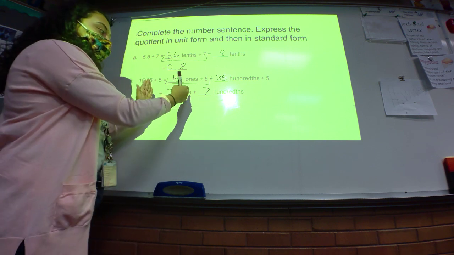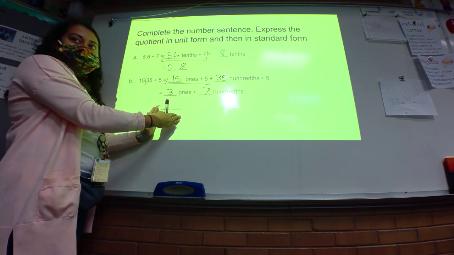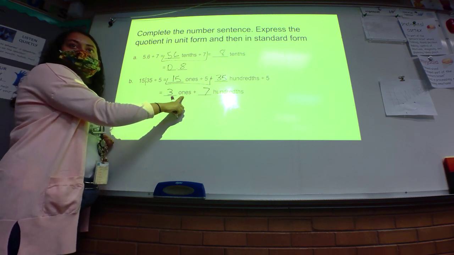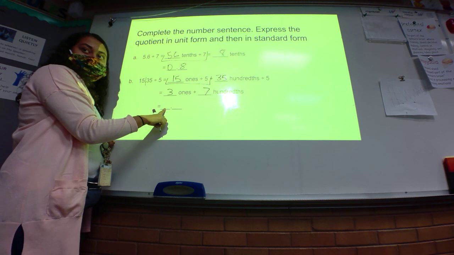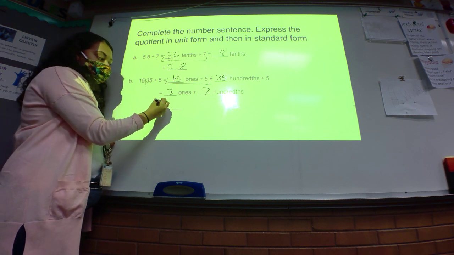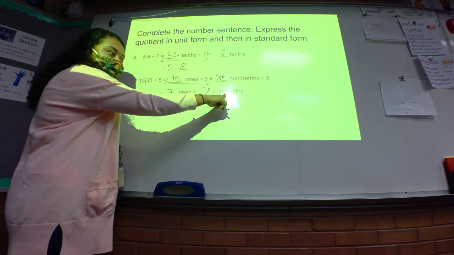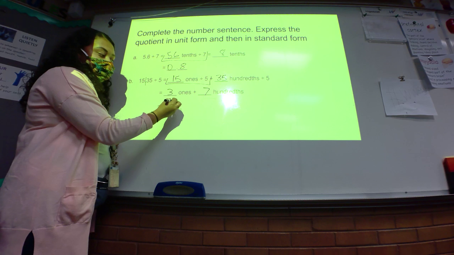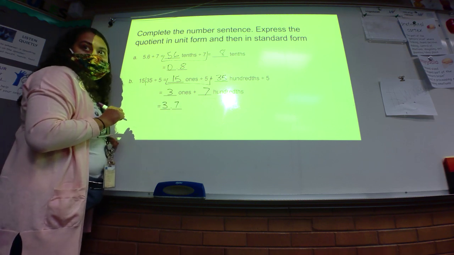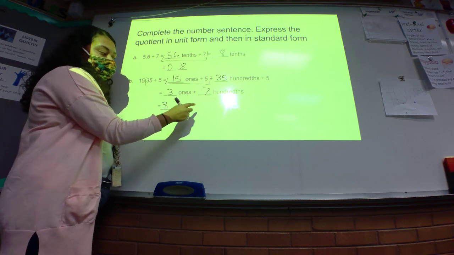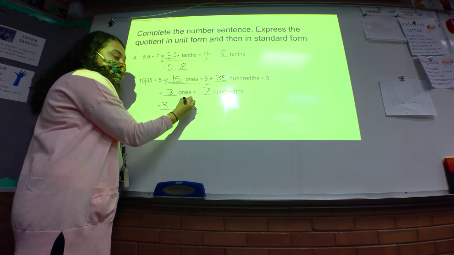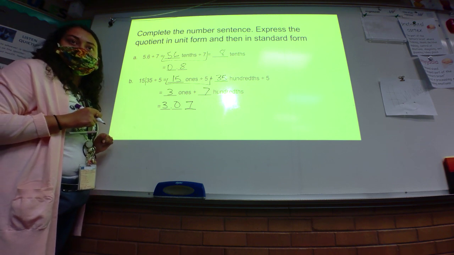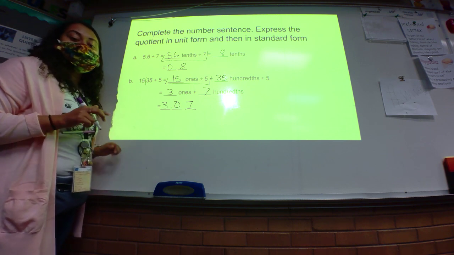Okay, so now we're adding it together, writing it in standard form. So we're going to have 3 ones. Does the 3 go here? Yes? Okay, 7 hundredths. Does the 7 go here? Nope. Does the 7 go here? Yes. 0. Okay? Got it?